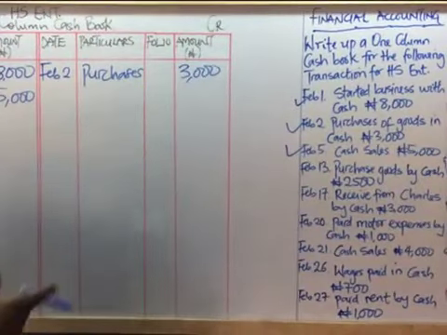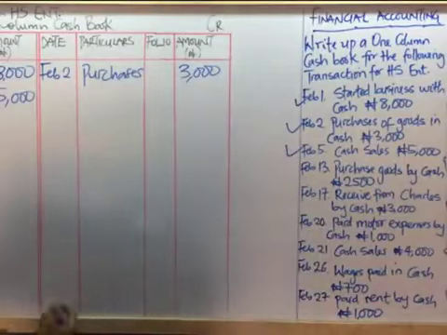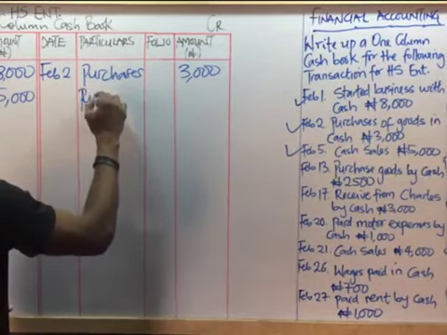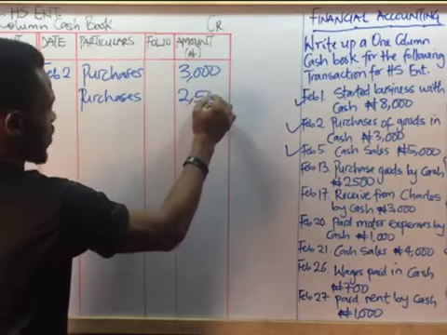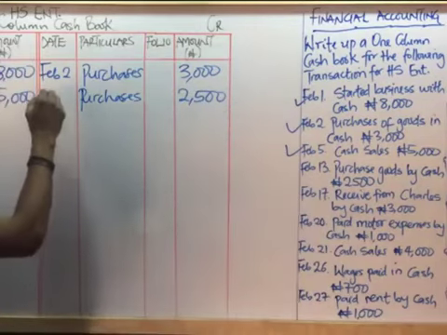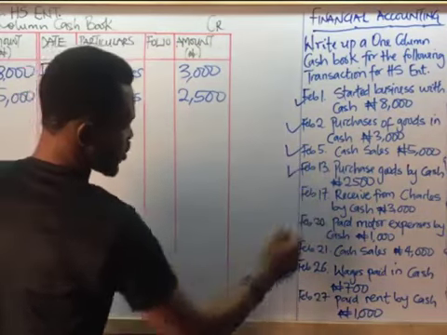February 13, purchase goods by cash, 2,500. You made a purchase by cash, 2,500. So we have purchases here as well. We have how much? 2,500. Now what is the date? February 13. So we'll move to the next transaction.